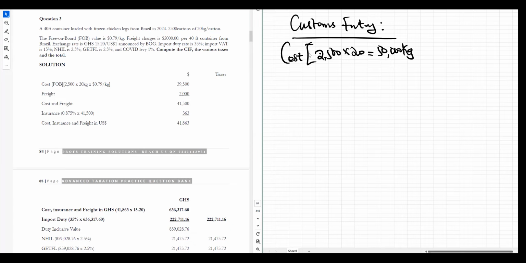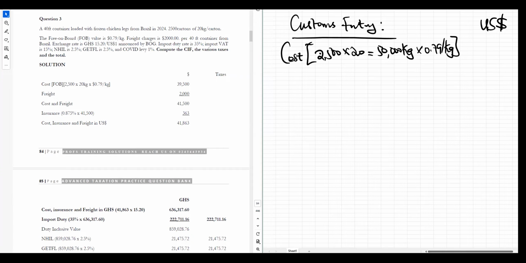And each of these 50,000 kg, what is the free on board? The cost per kg is 0.79 per kg. Do you all agree? Yes. So some people are quiet too, or you don't understand. Or is everyone okay? So we don't understand. Oh, that's the reason.